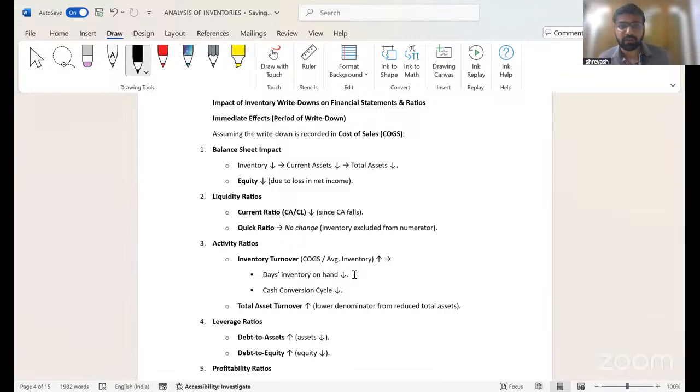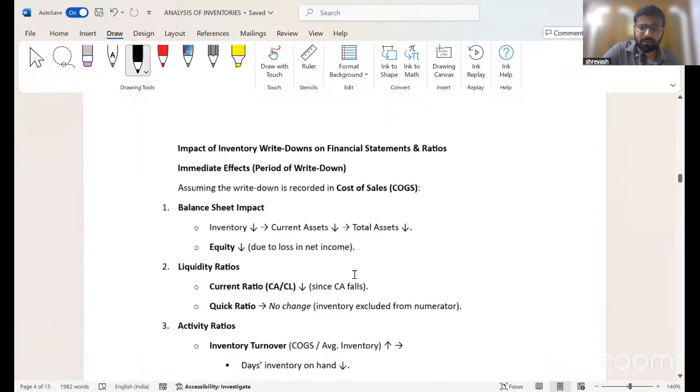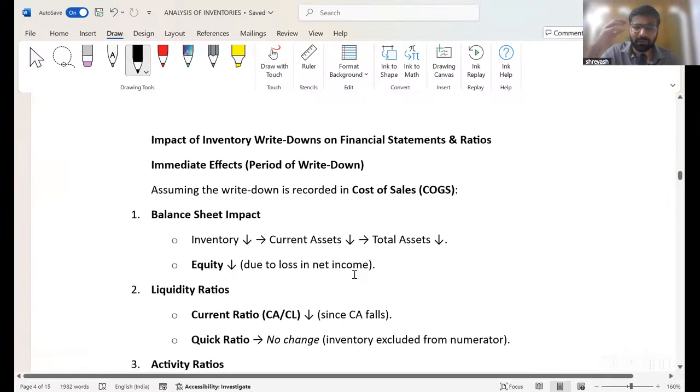Let's move forward and let's talk about what exactly is the impact of write down on financial statement and ratios. Sir, in the previous example, our inventory value went down either in IFRS also and US GAAP also, by 5 or by 20. Okay, fair enough. Sir, what is the impact of this on my financial statements, on my ratios? Okay, let's talk about that.